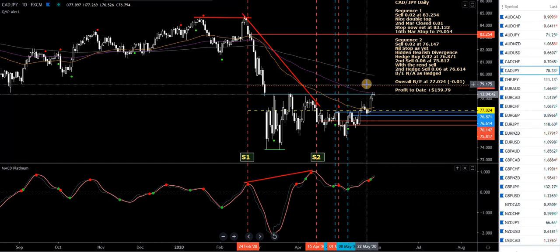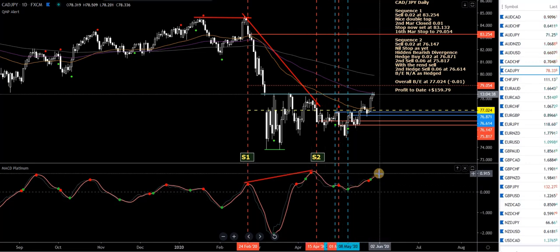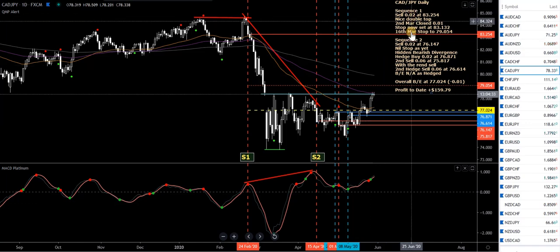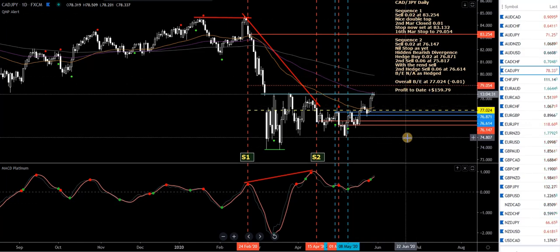If this gets taken out on the stop, then it's a matter of looking for another sell. And with the MACD platinum still above the 0 level, a sell's probably the most obvious trade. Not to say this thing can't go to the moon, but it'll eventually have to come down.